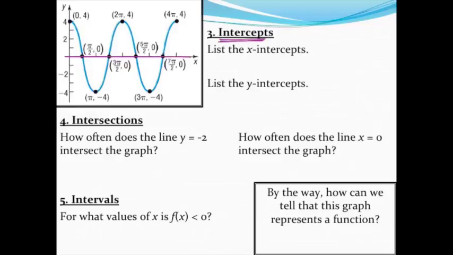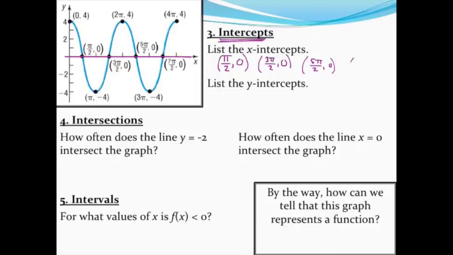So this time I'm just listing coordinates. Again, be careful that we don't mix up coordinates and interval notation. So the points where the graph crosses the x-axis are pi over 2, 0. I've got 3 pi over 2, 0. And if I list them all out, I have 5 pi over 2, 0, and then 7 pi over 2, 0.